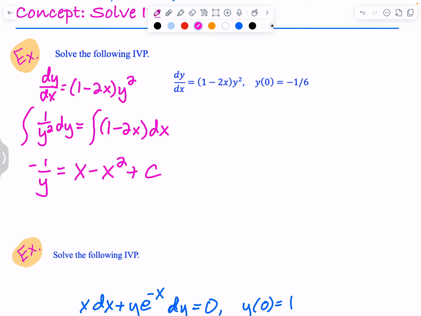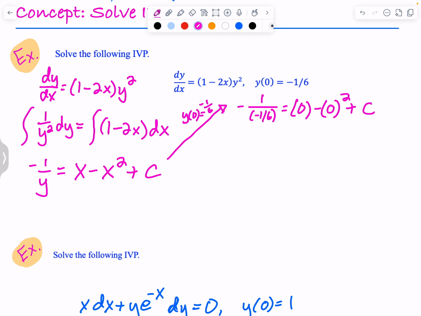Now, I don't touch these from here. I'm not going to go ahead and try to solve for y in any way. What I'm going to use now is my initial condition. y of 0 is negative 1 over 6. So I'm going to plug that in here. I get negative 1 over negative 1 over 6. This is going to be a little tricky, so be careful here. I'm going to write it that way because that keeps me from doing anything weird. All right, so I got that plus c.